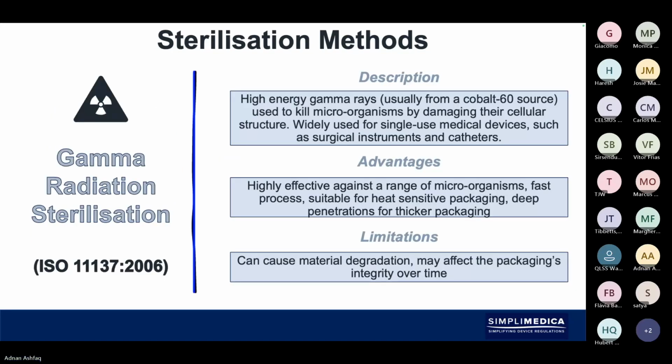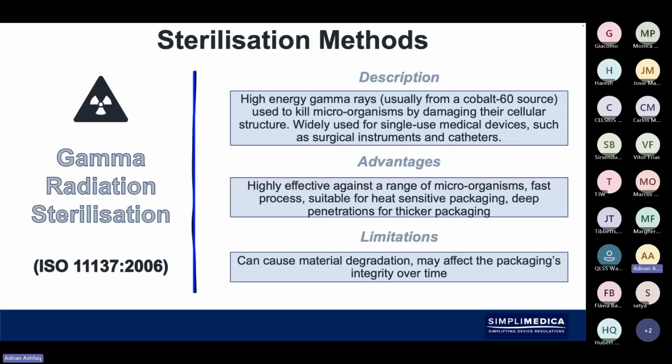And then specifically, if you're looking at gamma radiation, look at ISO 11137, and that's looking at where you've got high energy gamma rays, which are used from a cobalt source, and it's used to kill the microorganisms by damaging the cellular structure. It's widely used in examples such as surgical instruments and catheters. Advantages are that it's highly effective against a range of microorganisms. It's a fast process. It can be suitable for heat-sensitive packaging, with deep penetration for thicker packaging.